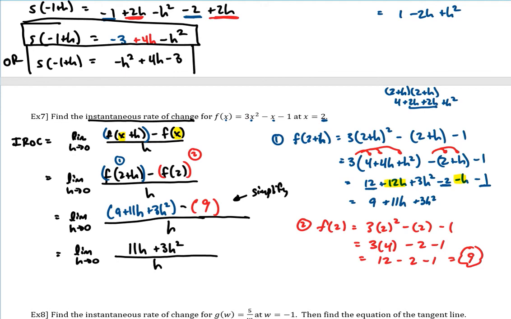Okay, and then at this point, I would factor. So notice that when we simplify, we should only have h terms left over in our numerator. So only h terms now are left over, and that means we should be able to factor. Factor out h. If we factor that out, we'll have our limit as h goes to 0. Taking an h out of the top, I would be left with 11 plus 3h.